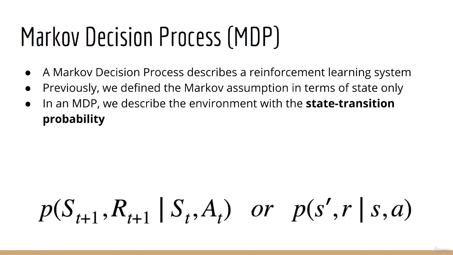Another simpler way of writing this without time indices is just to write p of s prime and r given s and a. Note that because the reward r has no prime symbol, the prime symbol does not indicate time t plus 1. You get the reward at time t plus 1 for arriving in state s prime, but we do not put a prime symbol on r.